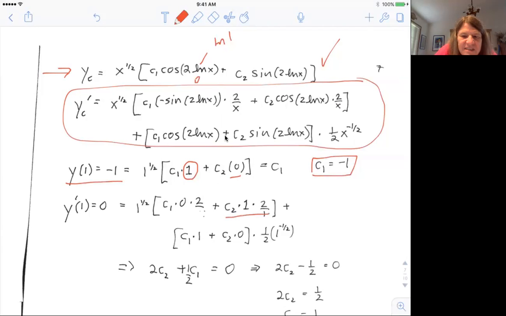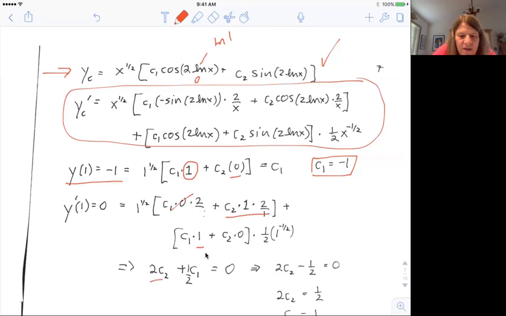The second piece is this second line right here. So again, I'm plugging in 1. That's going to be C1. Since log of 1 is 0 and cosine of 0 is 1, I get 1 out of that one. I go to the next one. I plug in 1. The sine of 0 is 0. That's where I get that. And then I plug in 1 to this thing, and 1/2, 1 to the minus 1/2 is just 1. So looking at this whole thing right here, I end up with 2C2. That drops out because of that 0. So I end up with 2C2 right there.